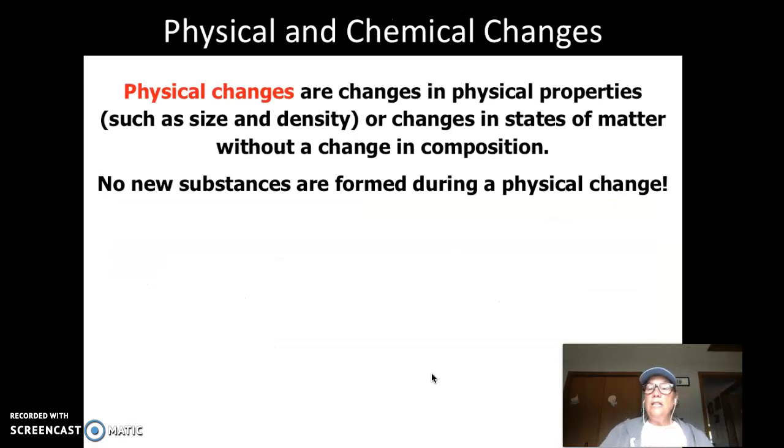Now, when you change things, okay, you can change things physically or chemically. A physical change is you're going to change some physical property about that substance, but it's still going to be the same substance. For instance, if I take ice, which is water, and I melt it, it goes from a solid to a liquid, but it's still water.